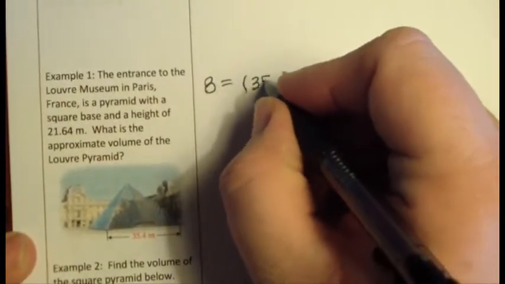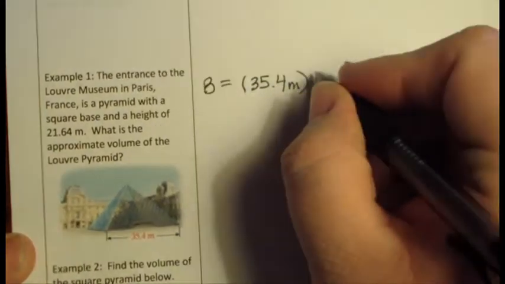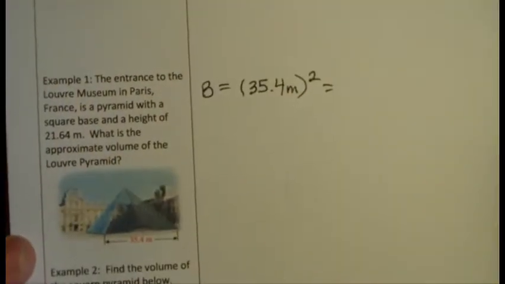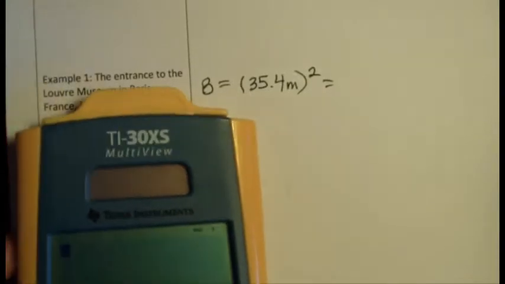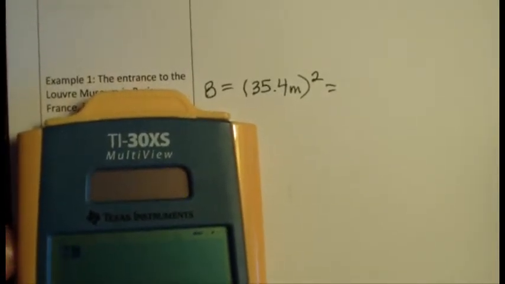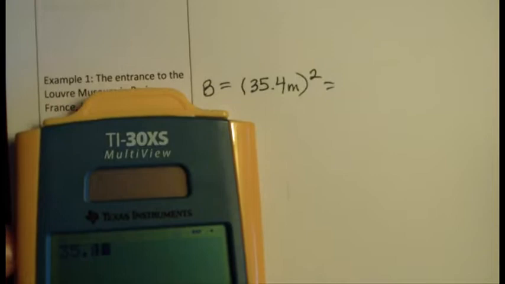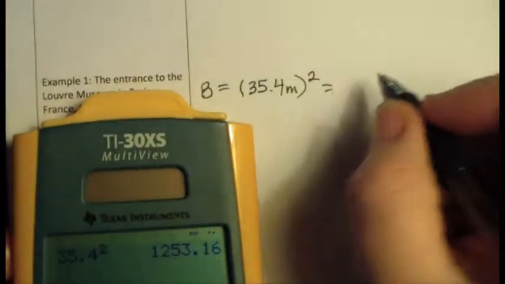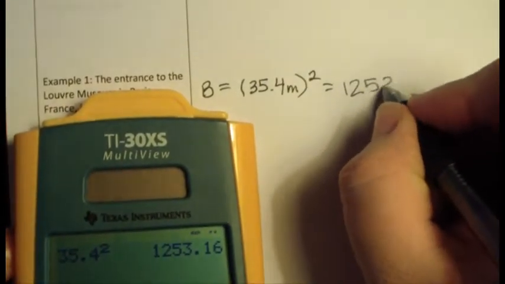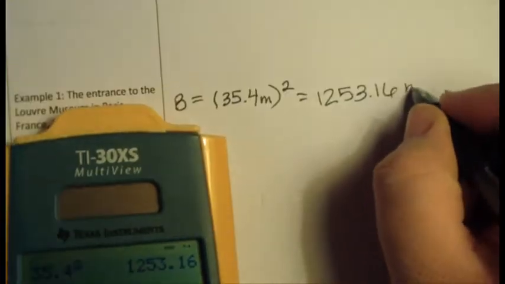So 35.4 meters squared. 35.4 squared is 1253.16 meters squared.